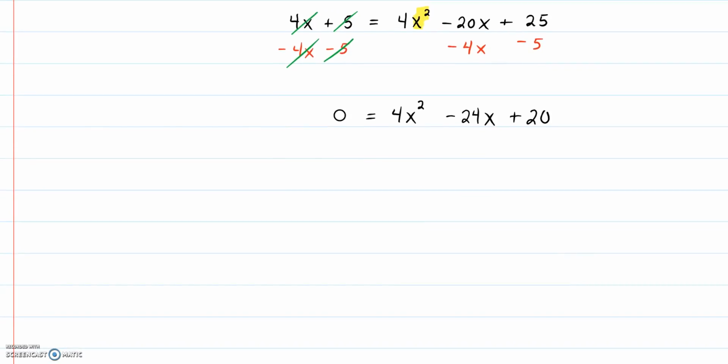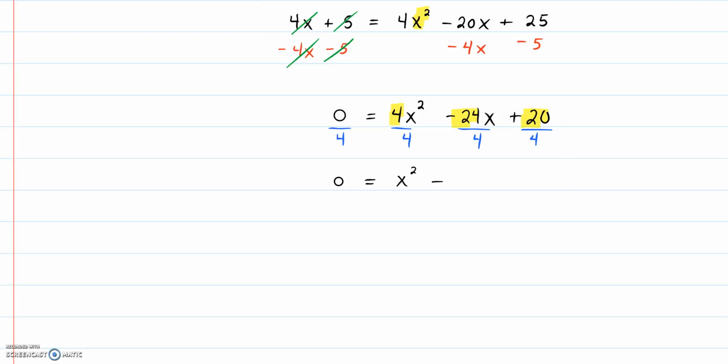Now here we're going to get ready to solve this, but before I solve it, I'm going to look at all my coefficients. I see that I have 4, -24, and 20, and I notice that I can divide every single number by 4. So if I divide this side by 4, this side by 4, this guy by 4, and this term by 4, then 0 divided by 4 is simply 0. And then 4 divided by 4 cancels out, leaving me with just x squared.